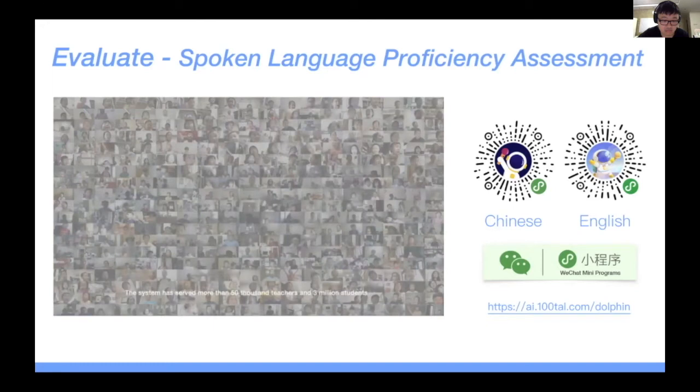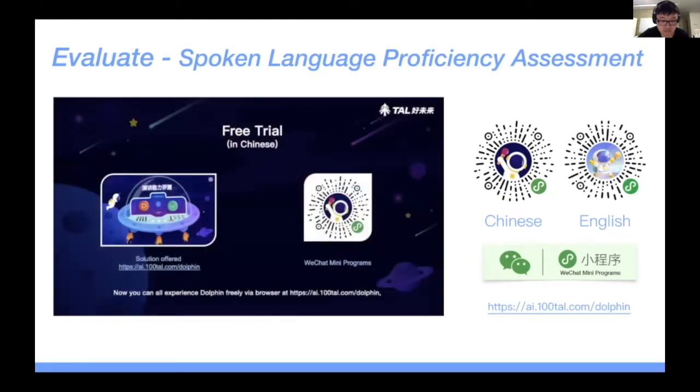The system has served more than 50,000 teachers and 3 million students and helped teachers save 500,000 hours that would have been spent on grading assignments. Now you can all experience Dolphin freely via browser at i.100tall.com Dolphin. or scan the QR code on the right-hand side with your phone. Let's go try it.